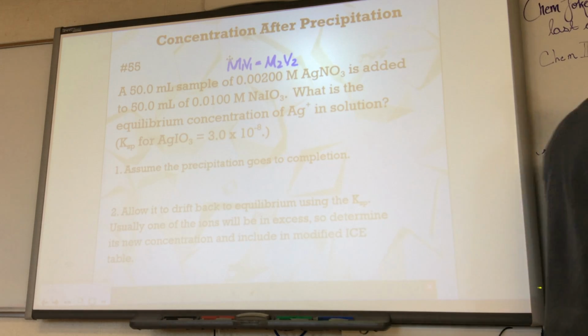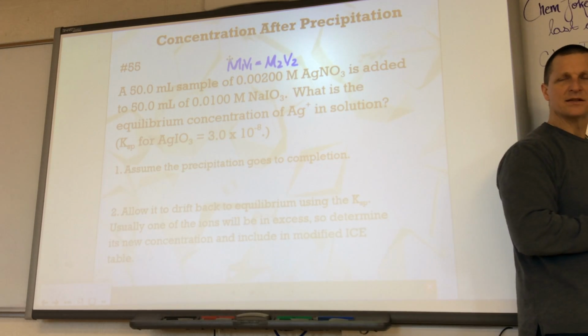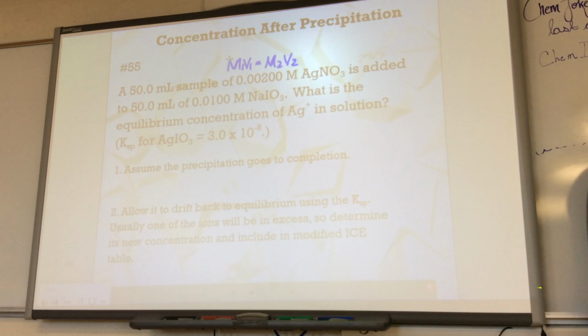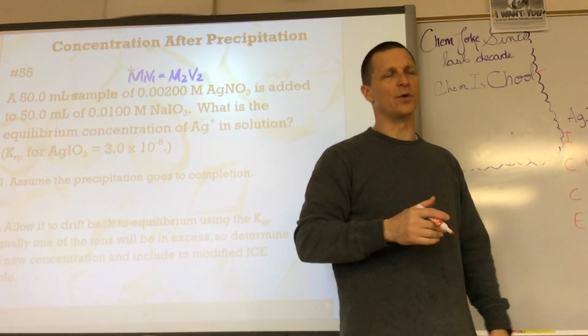So that looks like this. Now that there's some solid there, we're going to go down by some amount x from the solid as it shifts back to the right. And this side is going to go up by some amount x. We're going to see how much it goes back to the right. That allows us to know what the concentrations are.